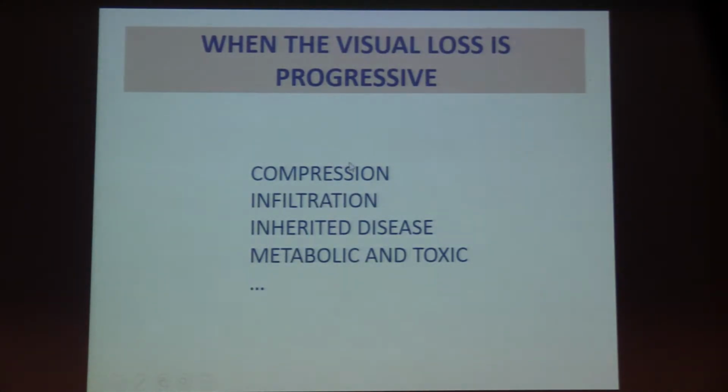And when the visual loss is progressive, there are many causes. Sometimes the patient describes the vision loss progressively. Sometimes it's just discovered because he goes to change his glasses, and the optician says, but you lost your vision in one eye. And the main problem is the compression. Why? Because we can hope that if we remove the compression, we can improve the vision.